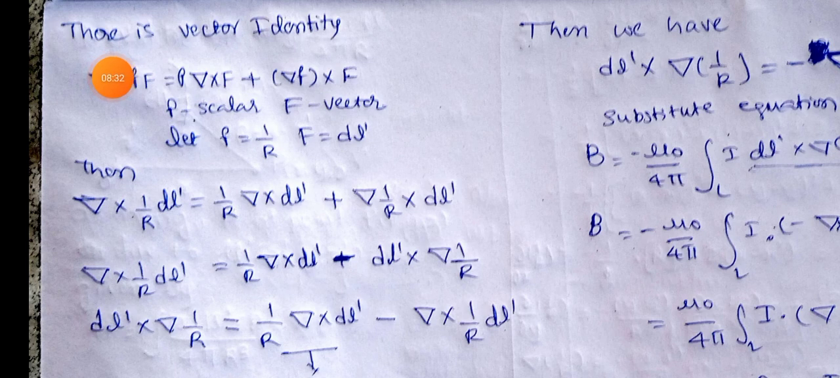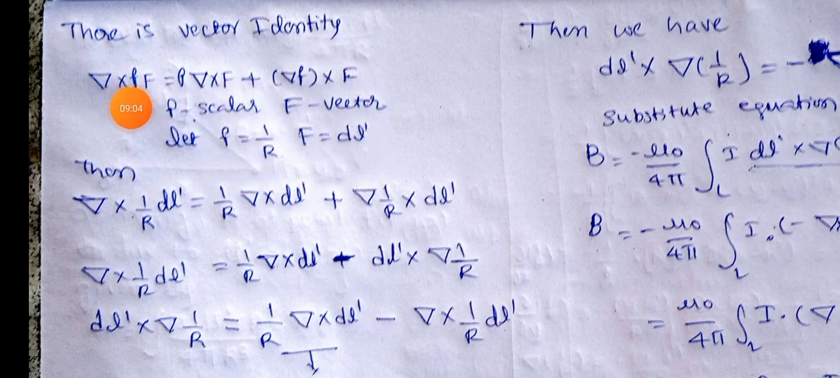So there is a vector identity: del cross (small f times capital F) is equal to small f (del cross capital F) plus (del small f) cross capital F. Here small f is the scalar and capital F is the vector. So let us assume small f is equal to 1 by r and capital F is equal to dl dash, and substitute this into this equation.